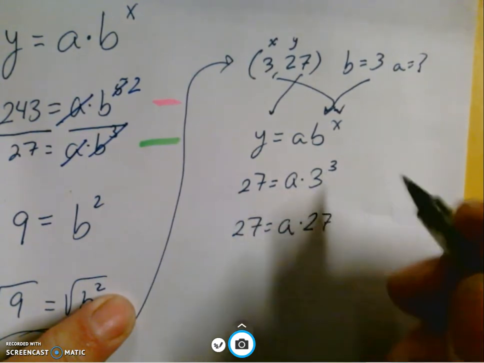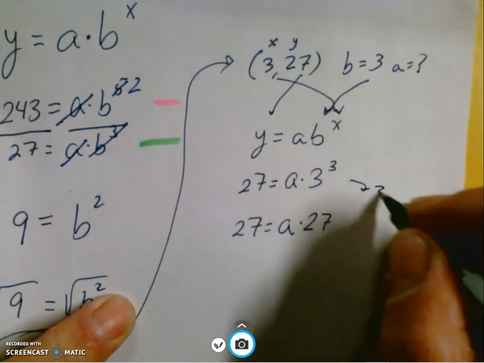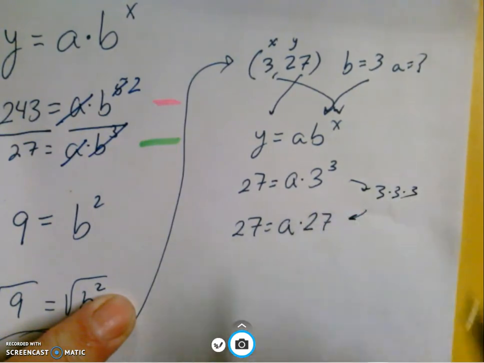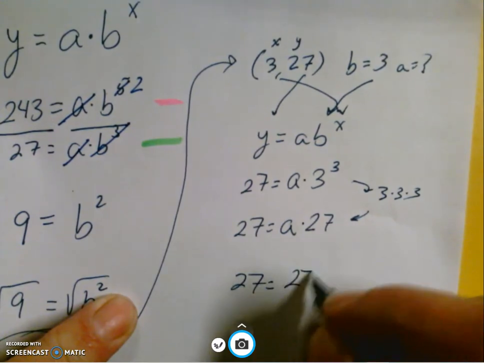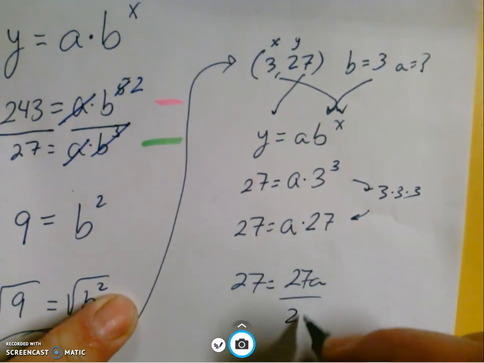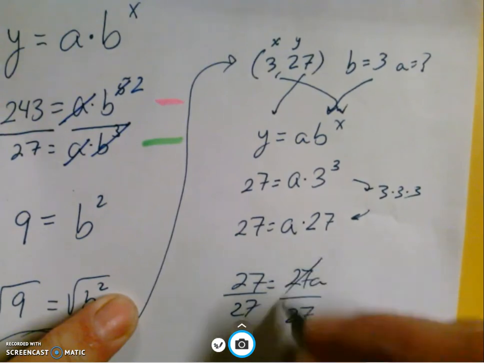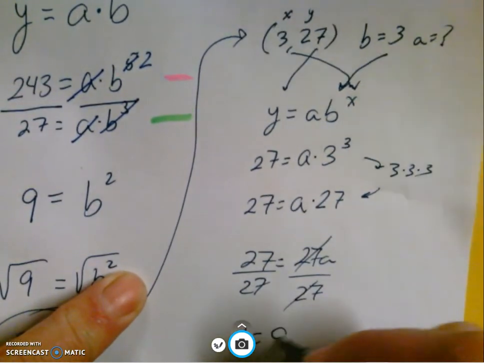3 to the third is 3 times 3 times 3. That's 27. That's how I got 27. And then 27 equals 27a. We divide both sides by 27. Get a equals 1.